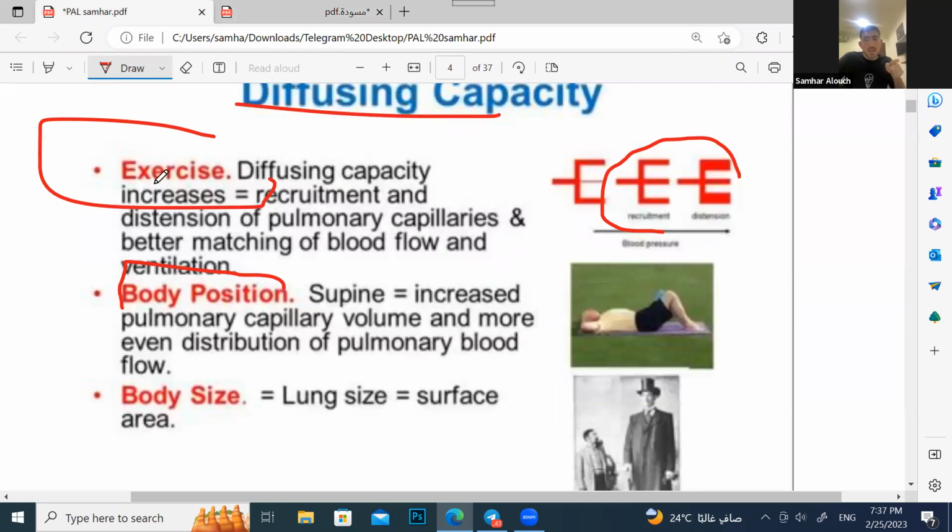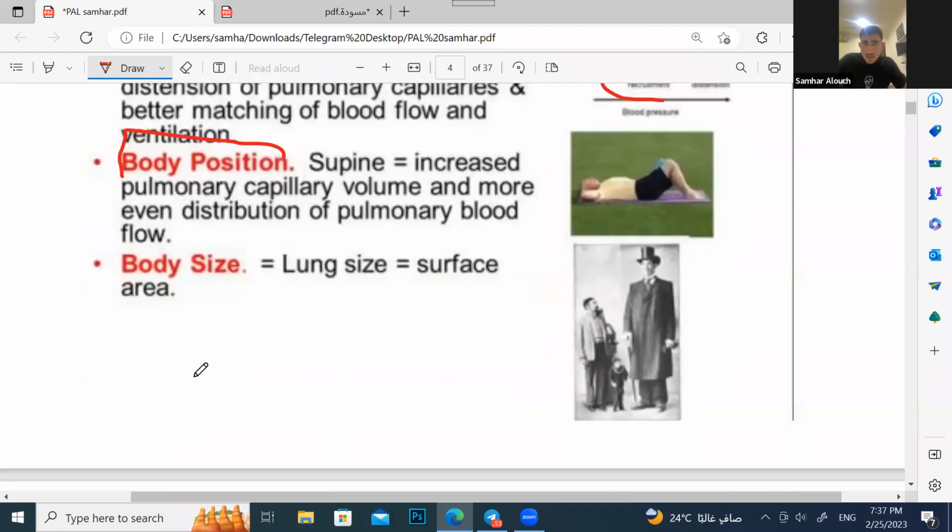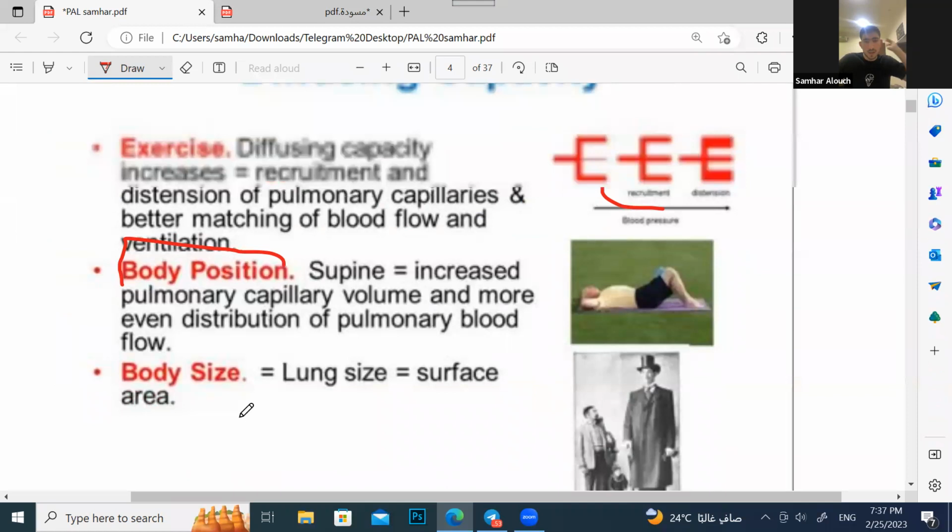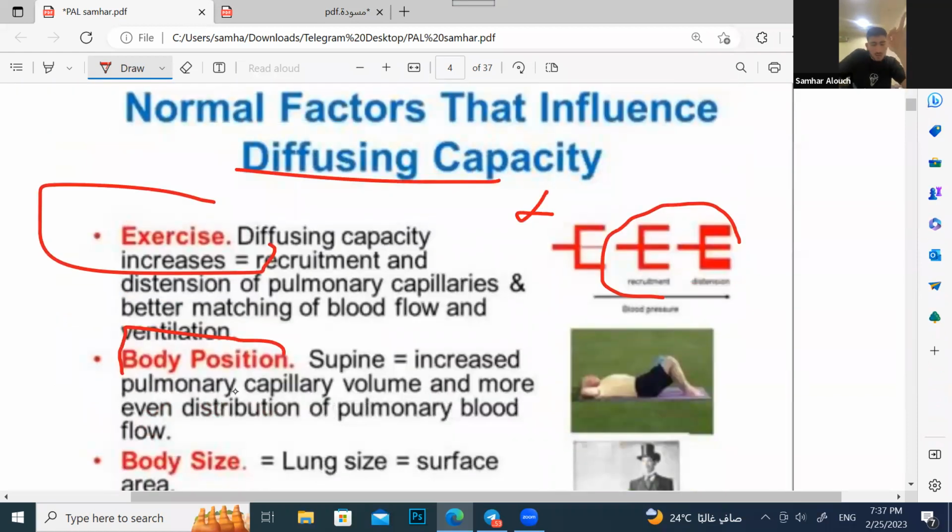So now we have three mechanisms that increase the diffusing capacity: exercise, body position, and body size. When you exercise, you will have recruitment and distension, increasing surface area, increasing the DL, the diffusing capacity. With body position, when you are in supine position, it will increase the blood going to the lung, causing distension and recruitment, increasing the diffusing capacity. And body size: the bigger your body, the bigger your lungs, the more surface area you have, the more diffusing capacity you have. These three mechanisms are related not to solubility but to the surface area, and all increase the diffusing capacity. Is it clear?